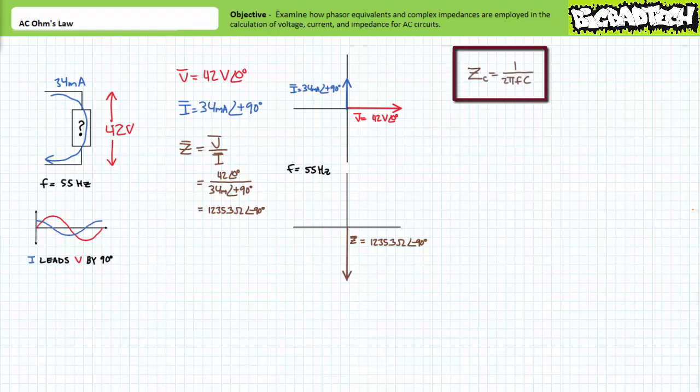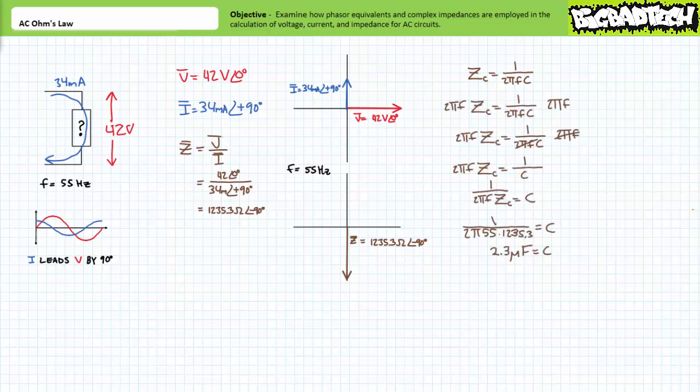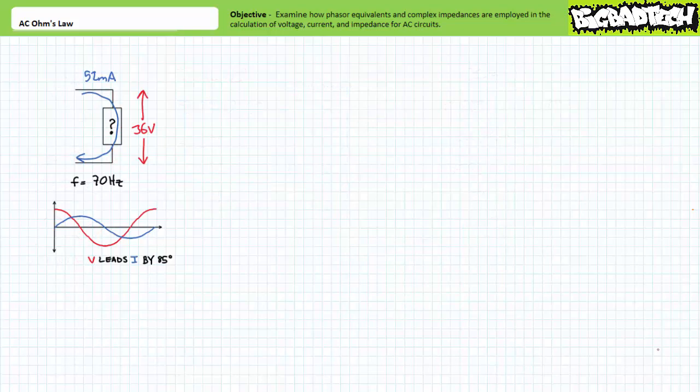Recall the impedance magnitude of a capacitor is frequency dependent via the capacitive impedance formula 1 over 2 pi F C. Given we know the magnitude, in this case roughly 1.2 kiloohms, and the frequency, in this case 55 Hz, we should be able to solve for the component level of the capacitor that satisfies this condition. Rearranging the capacitive impedance magnitude formula to solve for the capacitance and substituting in our given values, we find a capacitance value of roughly 2.3 microfarads. Problem solved. Let's step this up a notch with a similar scenario, this time including a minor complication.